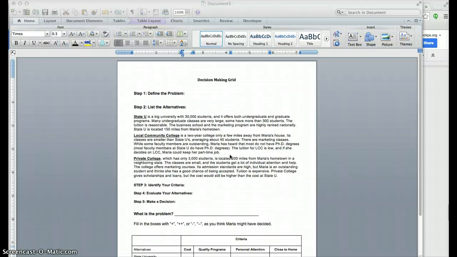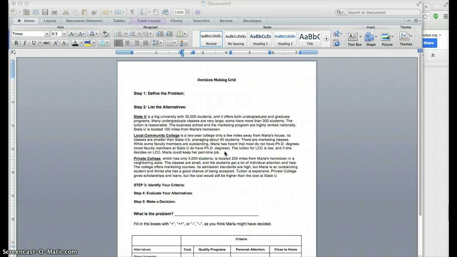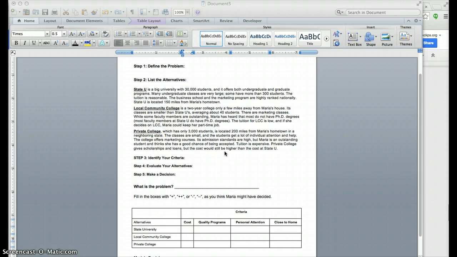Okay, so in this exercise, I will give you an overview of how you will answer the decision-making grid. This is in relation to Maria's problem. She has to come up with a decision based on the different choices that she has. What is the best college or the best school that fits her, after high school?